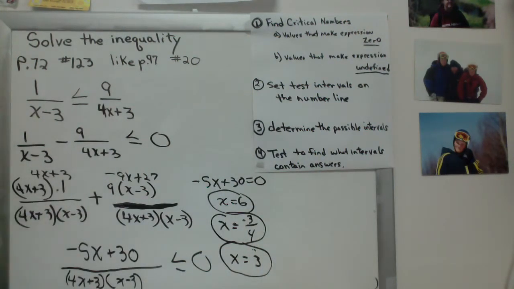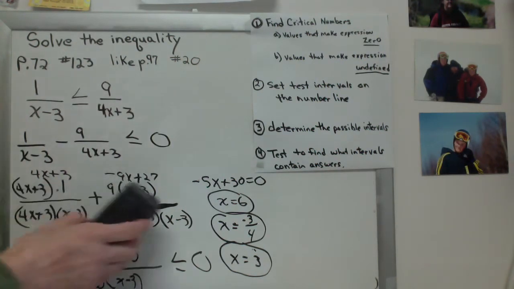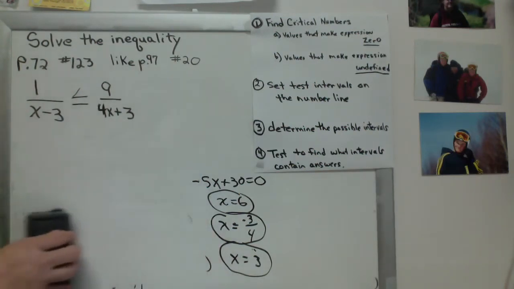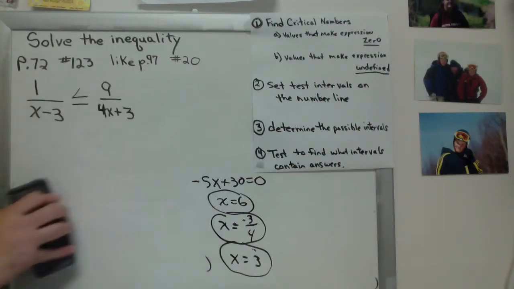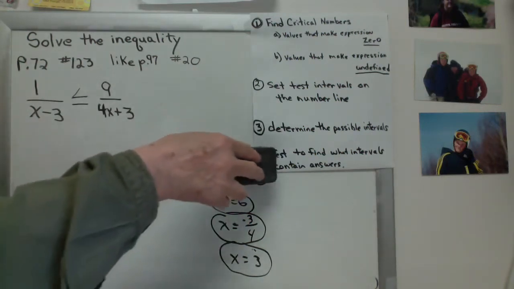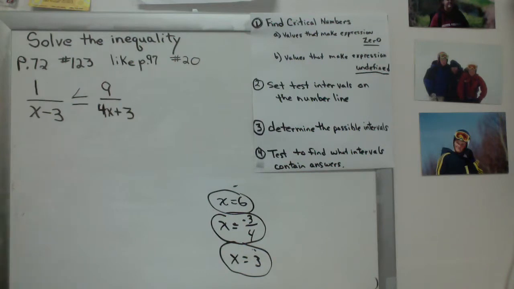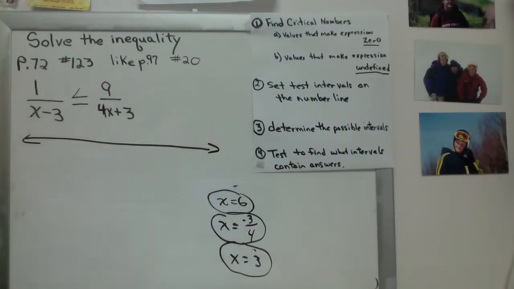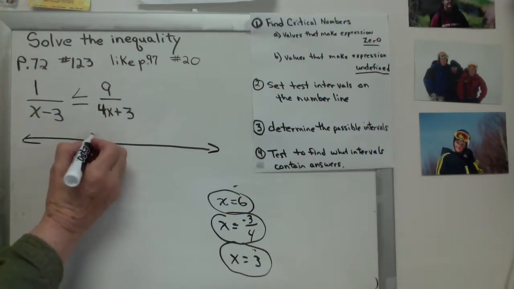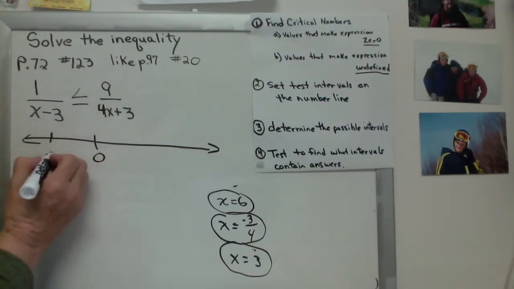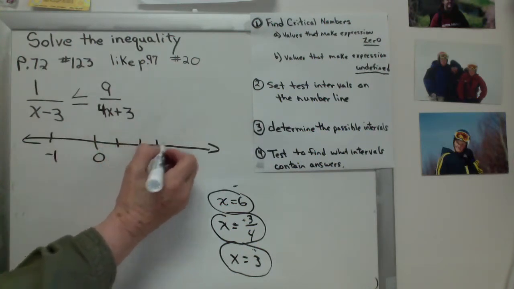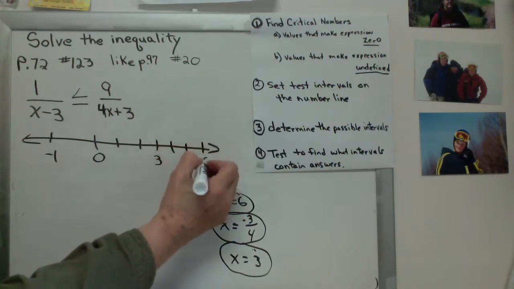Now, based on those critical numbers, I need to come up with a test interval. So I'm going to erase all of this work here and think about the test interval by looking at these answers and where they fall on the number line. So if I take the number line right here, you've seen that many times before. Let's put 0 here. Let's put negative 1, then 1, 2, 3, 4, 5, 6.